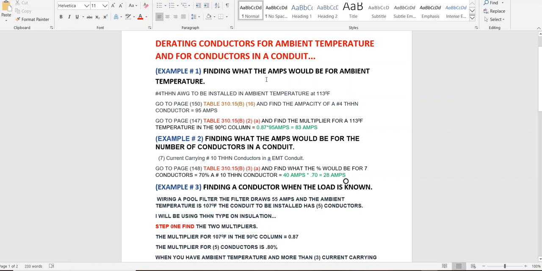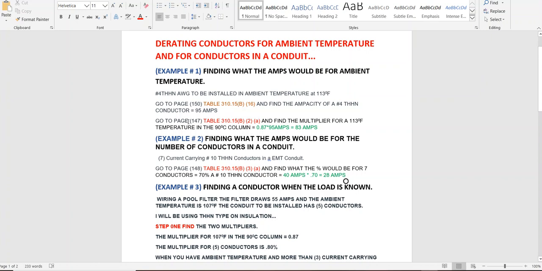We're just gonna do the derating for amps for the temperature, okay? So here you see I have a number 4 THHN to be installed in a temperature of 113 degrees. If you go to page 150, that is the ampacity table, okay? And you find the ampacity of a number 4 THHN, which is 95.